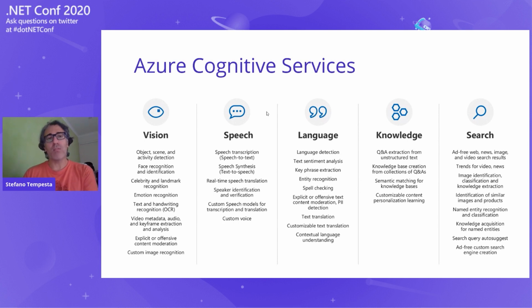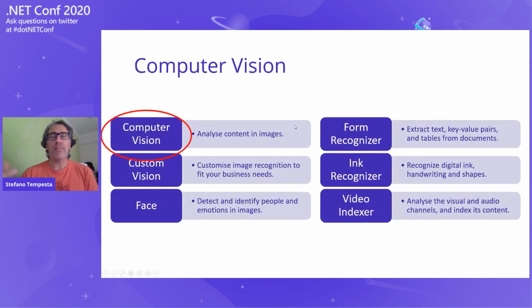Now, computer vision and custom vision are part of a broader set of services which go under the vision category. Cognitive services also have speech, language, knowledge, and search. If I had the time, I would speak about all of them, but we only have less than half an hour, so let's focus on vision. And when speaking about vision, we are really looking into analyzing content, detecting objects inside content, detecting faces and identifying faces. Let me start from computer vision so you can appreciate the difference with custom vision.